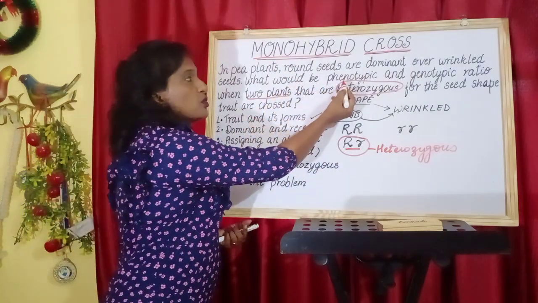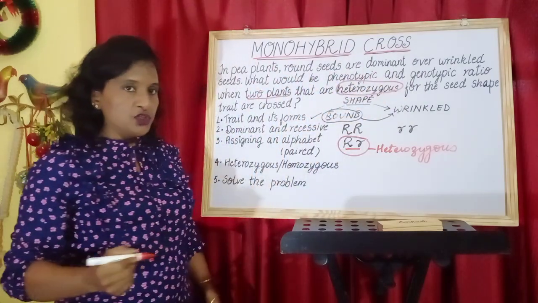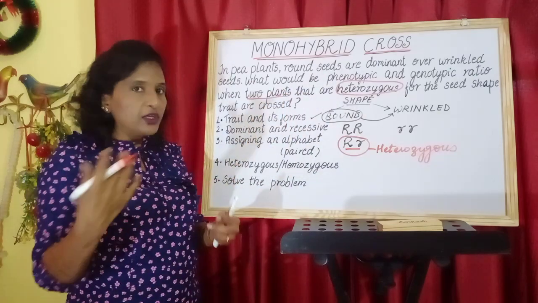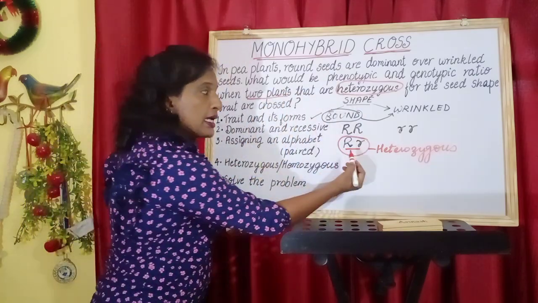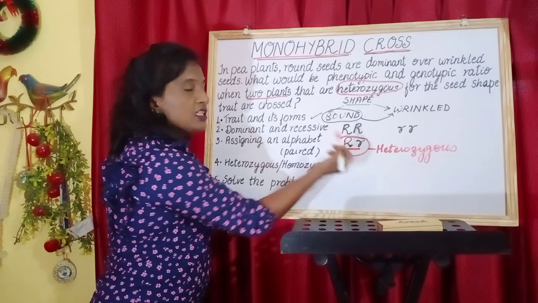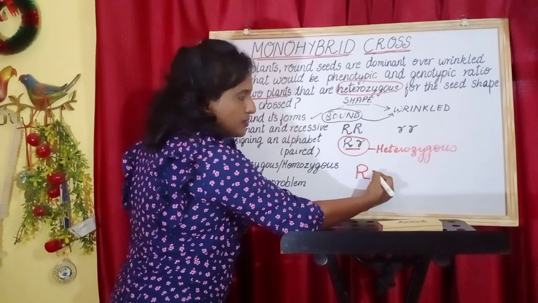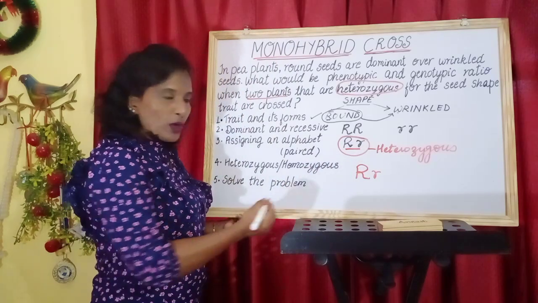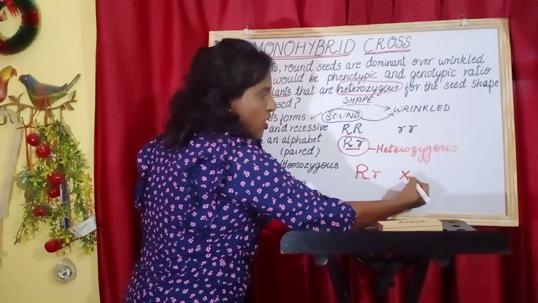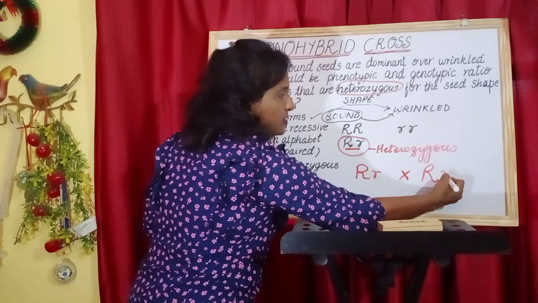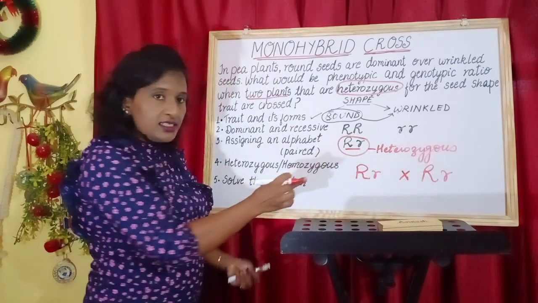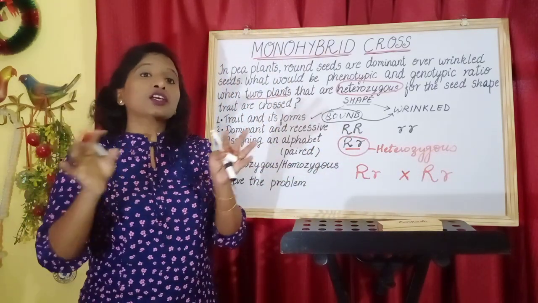What will be the phenotypic and genotypic ratio? Later on we will see what phenotypic and genotypic ratio are. But now we have come to know the two plants which are supposed to be crossed. So it will be capital R, small r, one parent, crossed with capital R, small r. These are the parents which are supposed to be crossed.